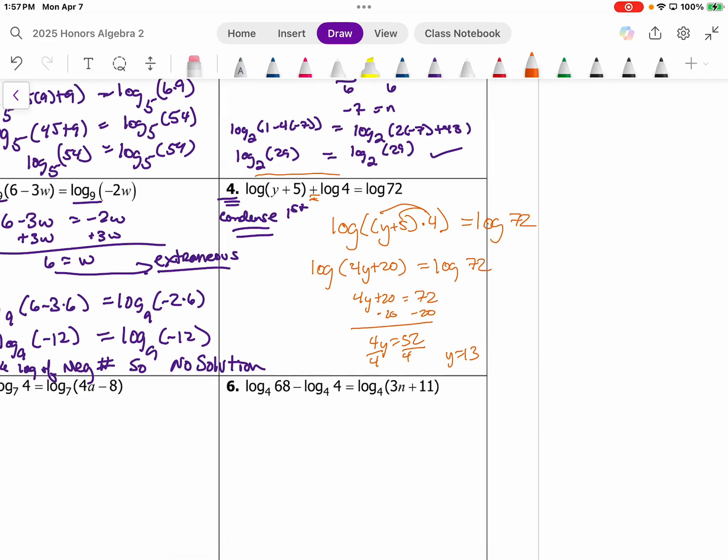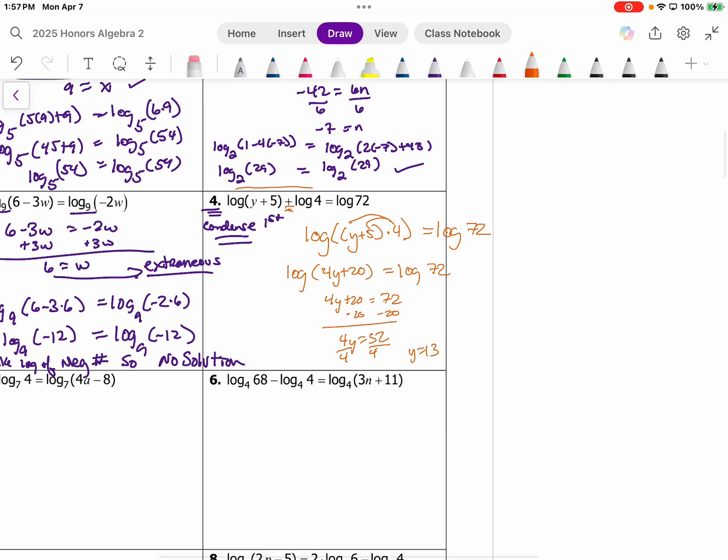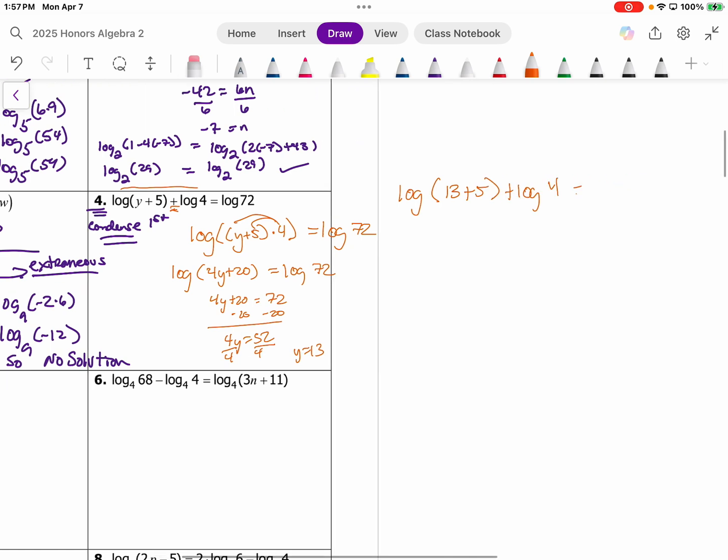And this one we can use our calculator. Do you have a calculator handy? We can use the calculator to help us check on this one. Since it's base 10, remember there's no number by the log. So if I go to check it and I say, okay, the log of 13 plus 5 plus the log of 4, is that equal to the log of 72? All right, so log of 18 plus log of 4, are you equal to that? Now, I heard the yes, and I appreciate that.